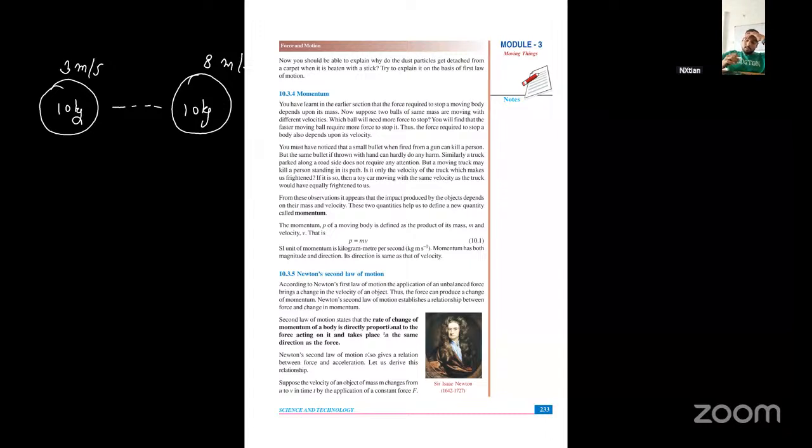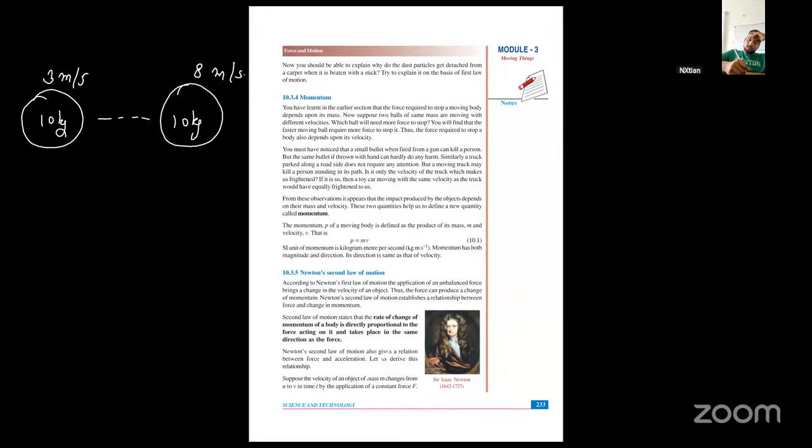So how will you do this, guys? I'll tell it to you again one more time. What is the initial speed? So initial speed is 3 meter per second. What is the final speed? So the final speed is 8 meter per second. What is the mass? Mass is 10 kg.